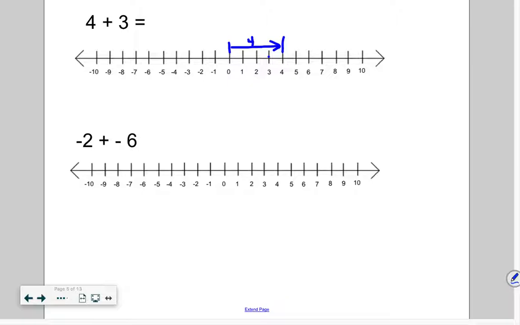Now, we added 3 more positives to that, right? So we took 4 steps forward. We're going to take an additional 3 steps forward. So starting at this 4, we're going 1, 2, 3. What number do you end at? 7. So 4 plus 3 is a positive 7.